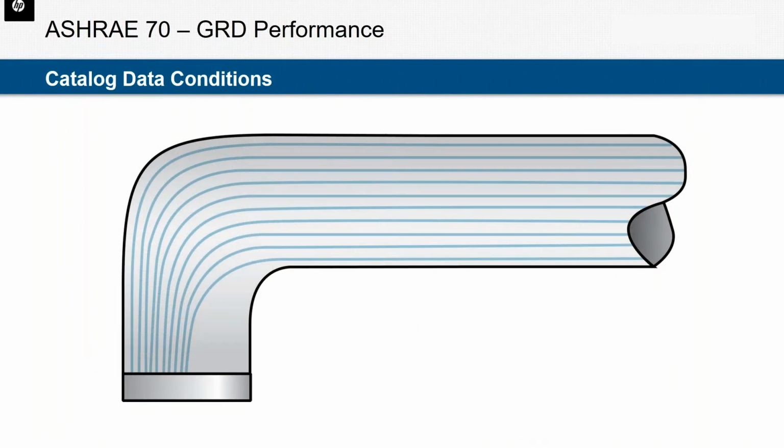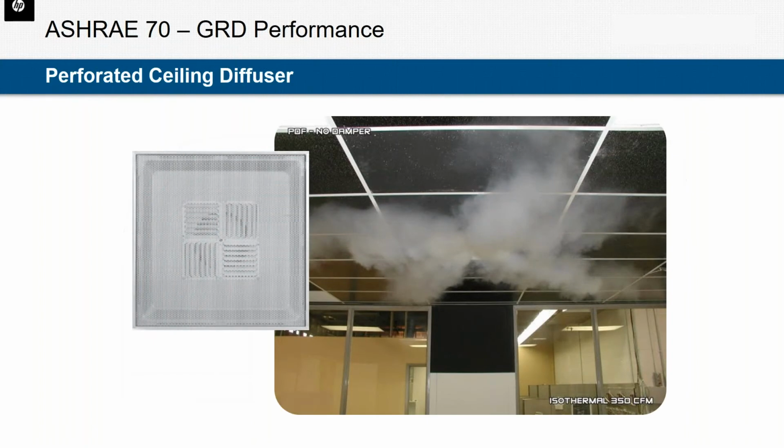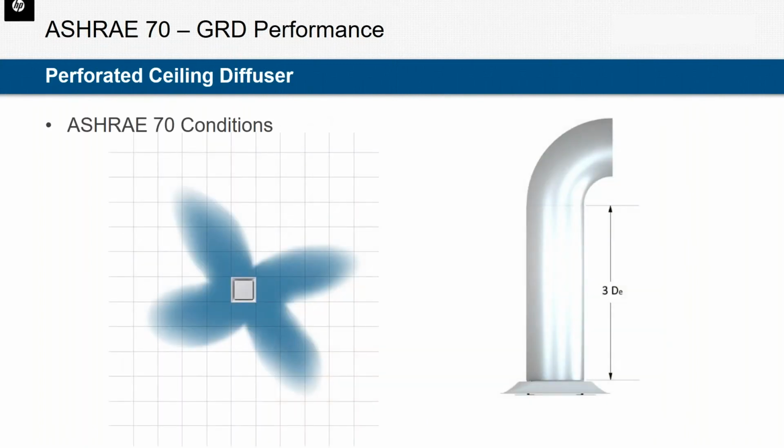When we introduce an elbow, the air, even if it has a uniform velocity profile upstream, when it comes around that curve, it likes to hug the outside of that curve. And when we come out of the elbow, we no longer have a uniform air velocity. We're going to have a higher velocity on one side relative to the other. This affects how the air leaves the diffuser.